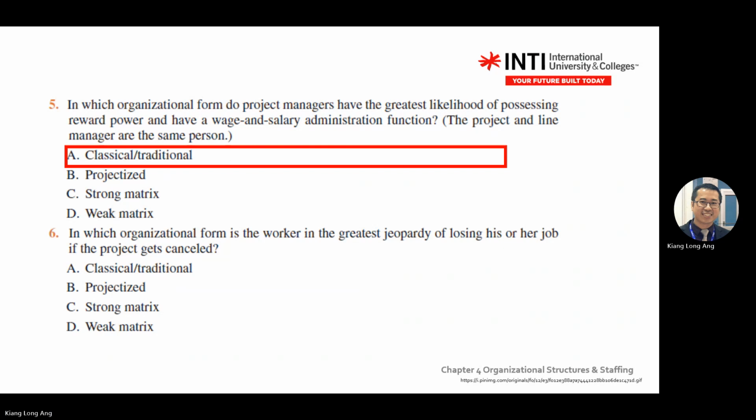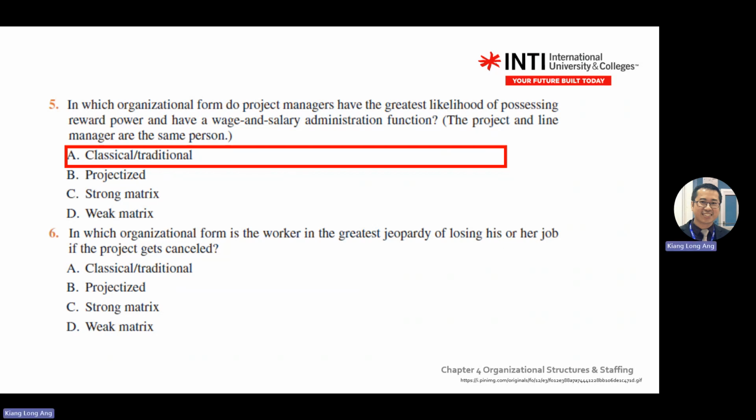Traditional means traditional. Your R&D manager can say, this I pay you 3,000 per month. I want to pay my staff like 3,000 per month.